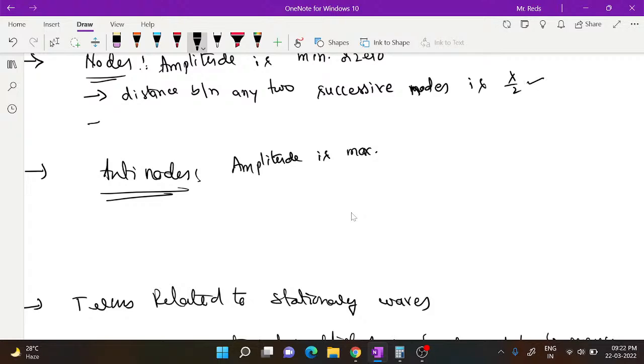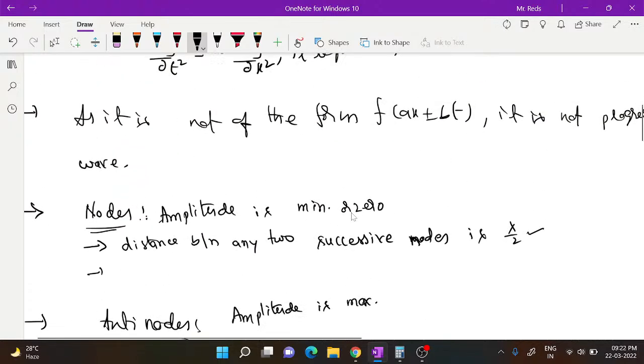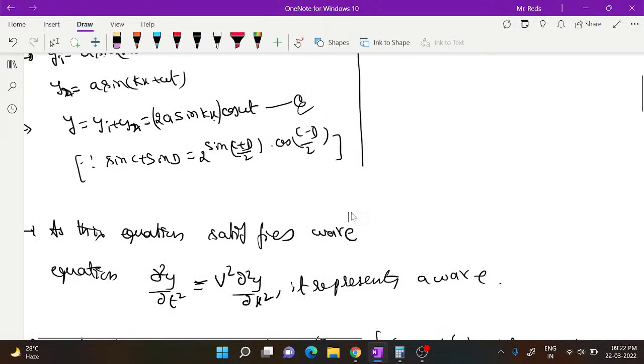And from the above expression, we can find the positions of nodes in general, and this gives the magnitude, the amplitude of the stationary wave, when this is maximum.